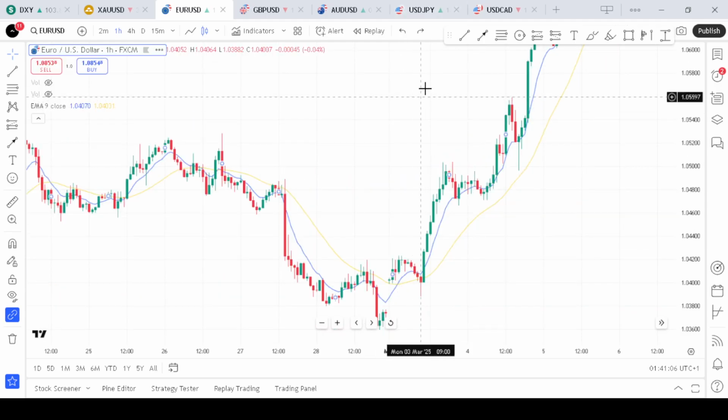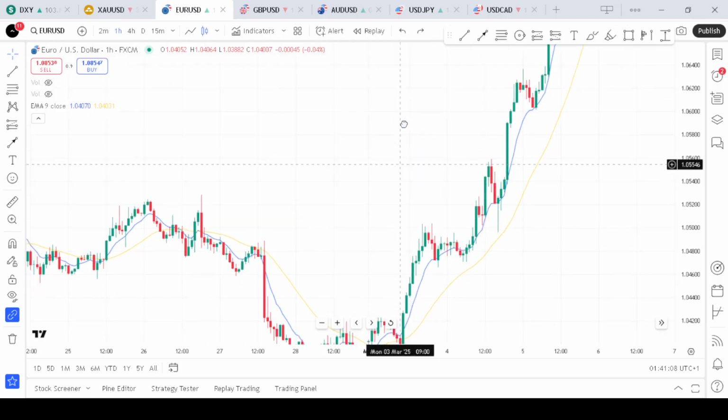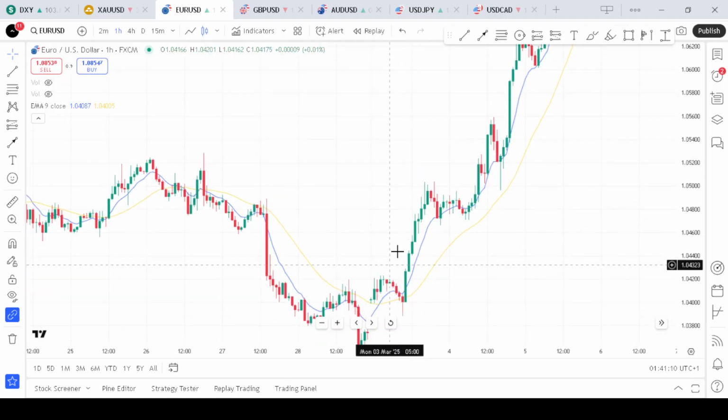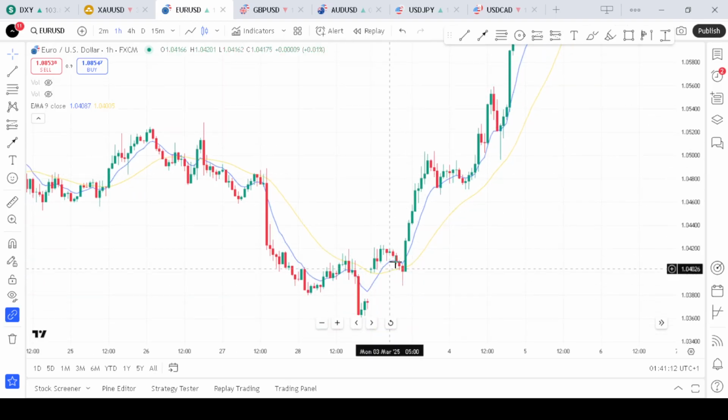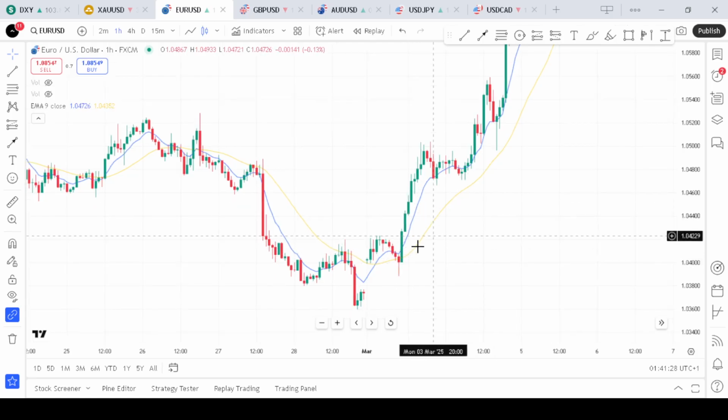This is where you'll be looking to get your entries from. So when you see a crossover at this area, for a bullish trade, when the 9 EMA crosses over the 21 EMA and price pulls back to the 21 EMA, which is the long-term EMA, the yellow line.